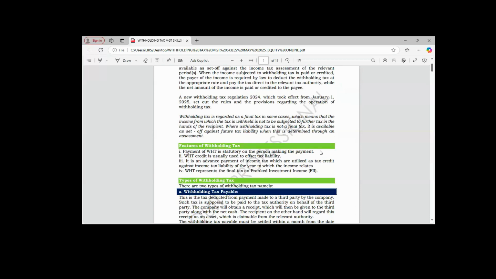Failure to deduct, you are going to suffer the consequence. So it is compulsory on you to deduct the withholding tax. The withholding tax credit is usually used to offset tax liability.